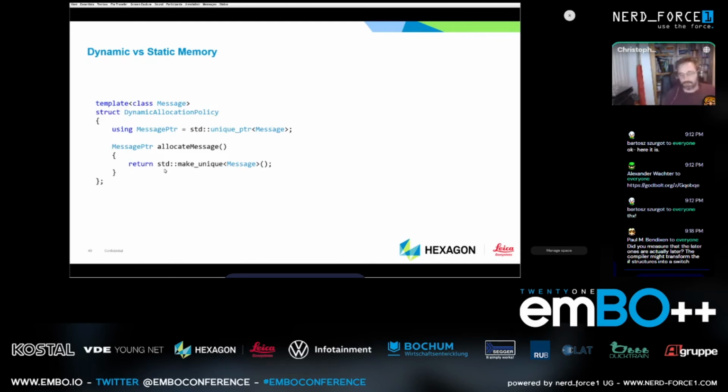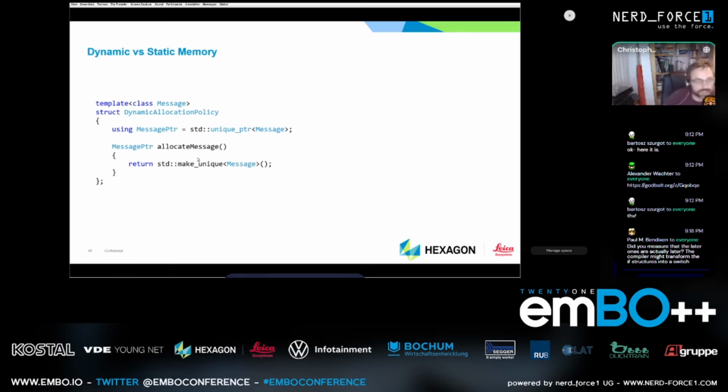So of course, the dynamic allocation policy is quite easy. It's still a unique pointer of that message type. We return make unique message. It goes to the heap. Everything is fine for the CPU.